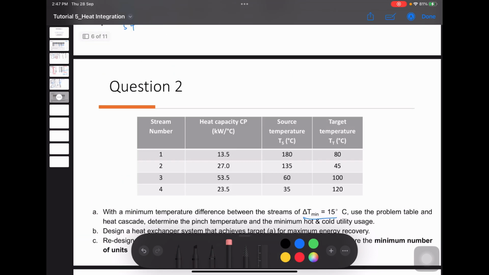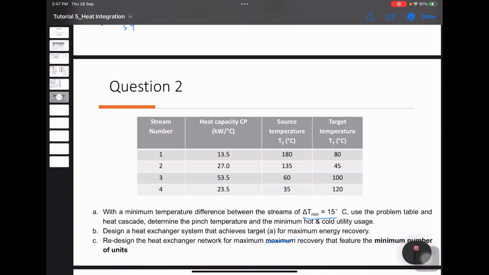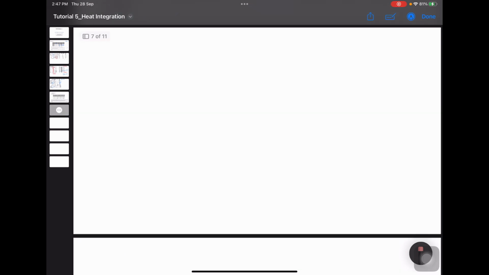Okay, coming to question number 2. Here we have a pinch table, and we are given the heat capacity, source temperature and target temperature. The first 3 steps remain the same until we perform the heat exchanger network. Part C in the question says to redesign the heat exchanger network for minimum energy, for the maximum energy recovery, that features the minimum number of units. So the first 3 steps will be the same. Here you will get your pinch point, pinch temperatures.